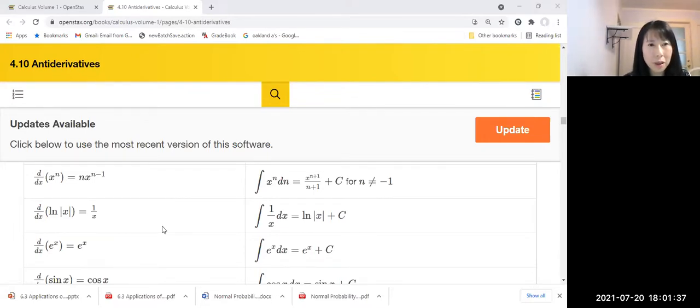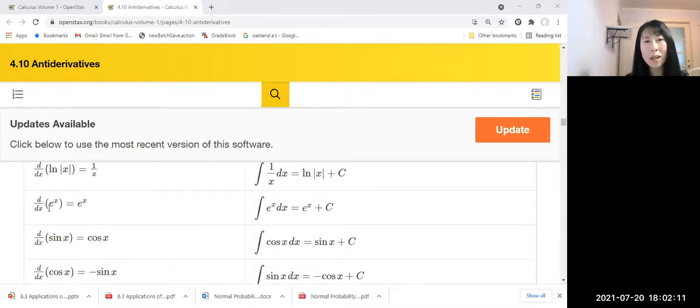This is the formula. With derivative, the first one is the power law. Then we integrate, the antiderivative: we add 1 to the power, then divide by the new power. And then we always add plus C because there's a constant term, right? And then ln x with derivative, we get 1 over x. What if we take the antiderivative of 1 over x? Then we get ln x plus C, right?